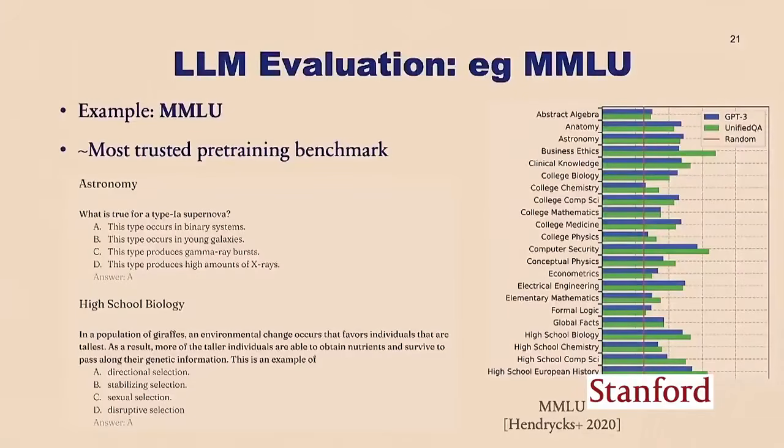To give you a specific example, MMLU is probably the most common academic benchmark for LLMs. This is a collection of many questions and answers in many domains, for example college medicine, college physics, astronomy, and these types of topics. The questions are things like, this is in astronomy, what is true for a type 1a supernova? Then you give 4 different potential answers, and you ask the model which one is more likely.